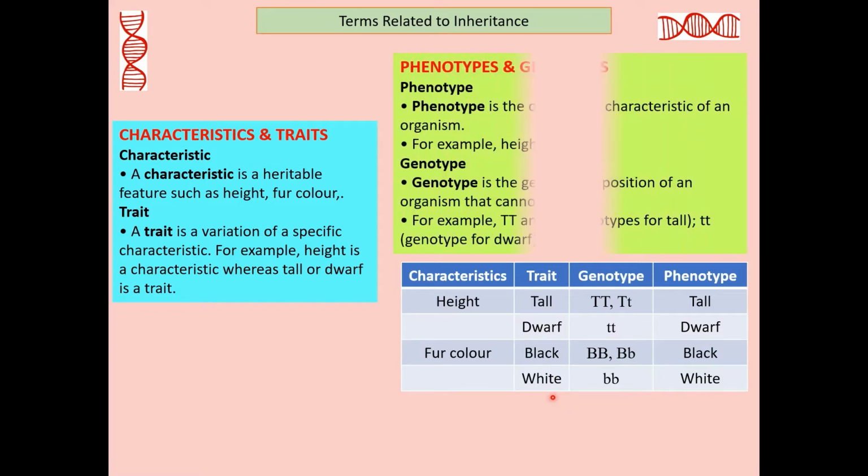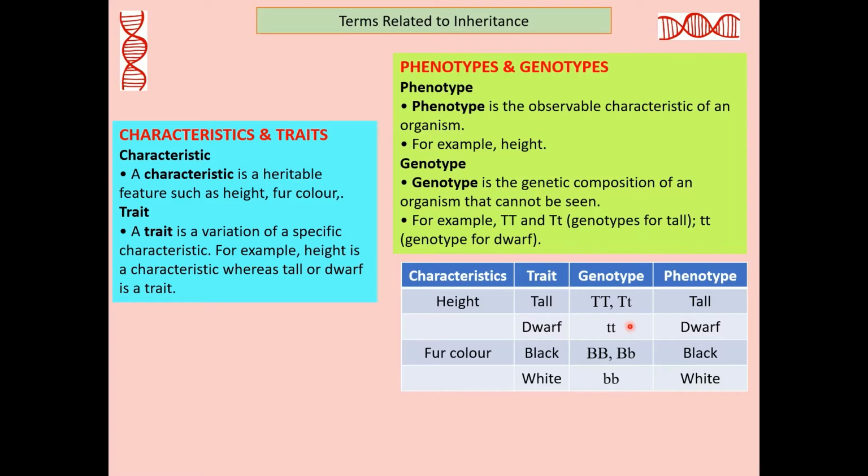And then phenotype and genotype. Phenotype is an observable characteristic of an organism. For example, height. You can observe these characteristics. Genotype is the genetic composition of an organism that cannot be seen. It is usually represented by letters. For example, capital T and capital T, or capital T and small t. This is the genotype for tall. And then small t and small t is the genotype for dwarf.